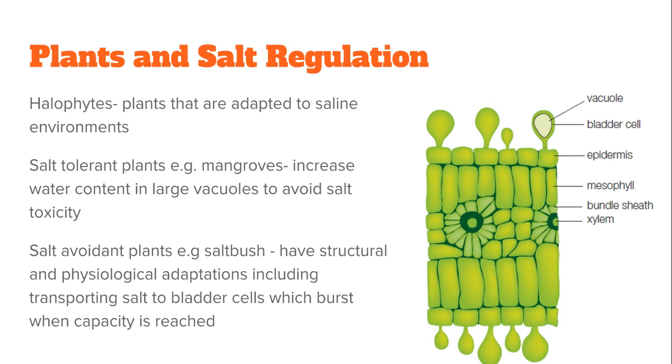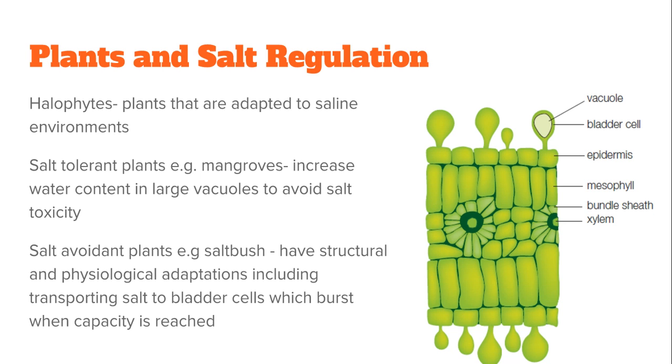And then we go on to talk about plants and how they regulate salt. We call halophytes plants that are adapted to saline environments, so high salt concentrations. So similarly to osmoconformers and osmoregulators, we have salt-tolerant plants and salt-avoidant plants. Some salt-tolerant plants are mangroves, and we see those in high populations in estuary environments.